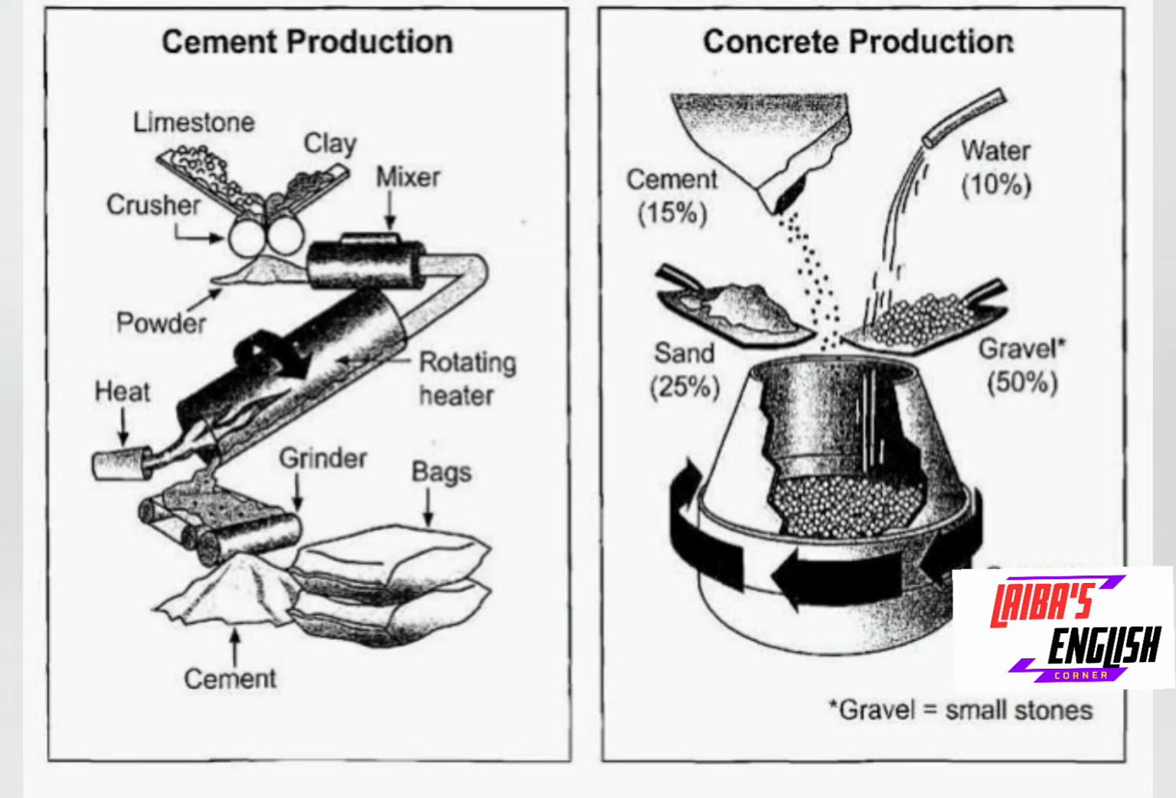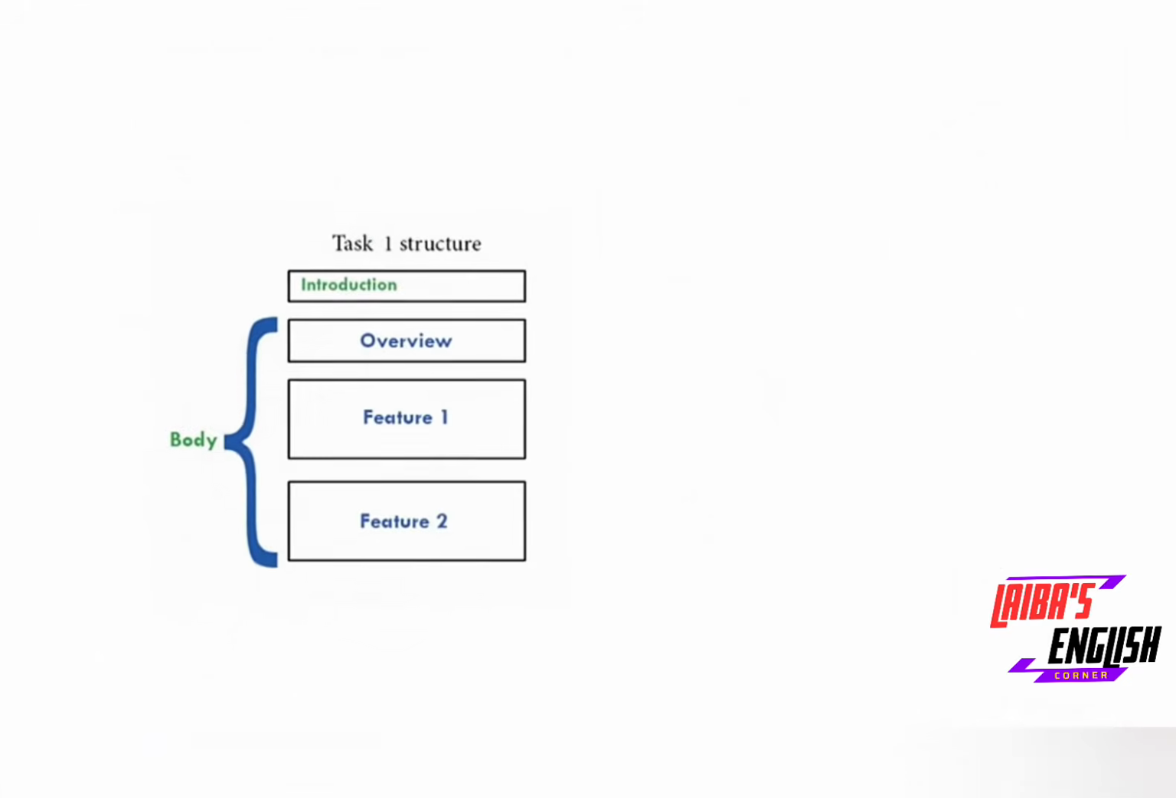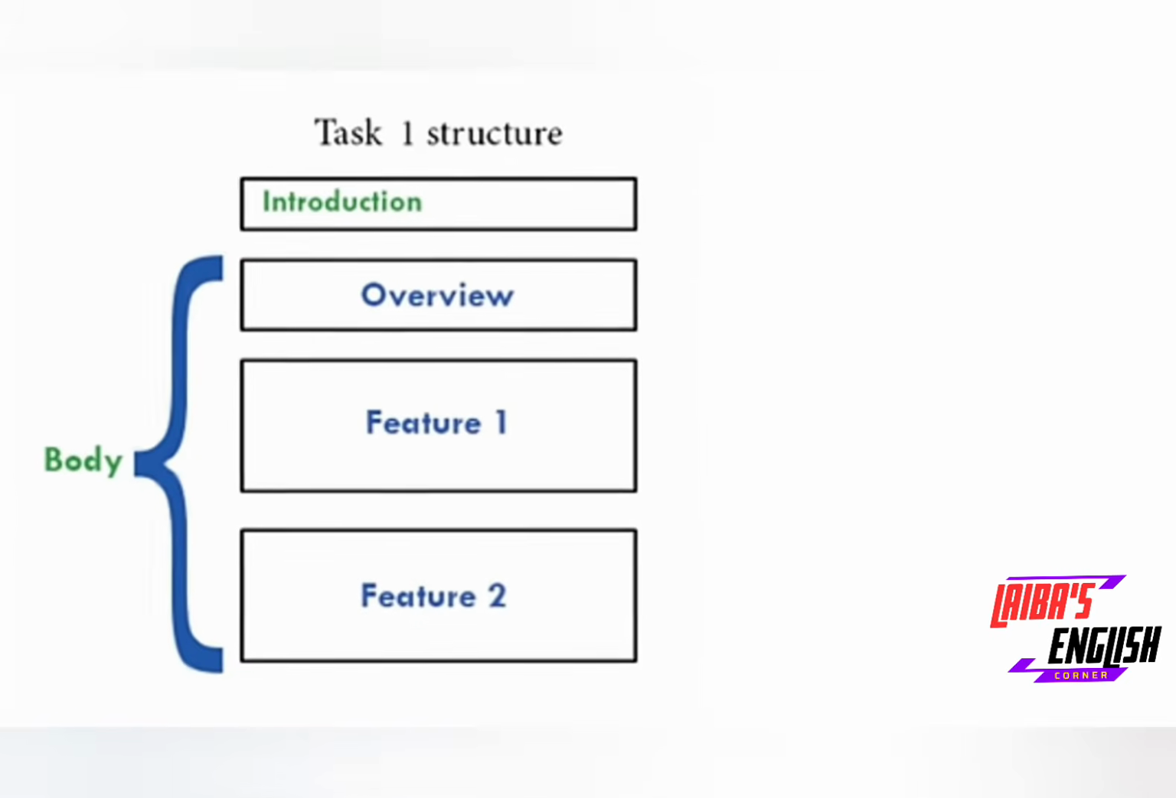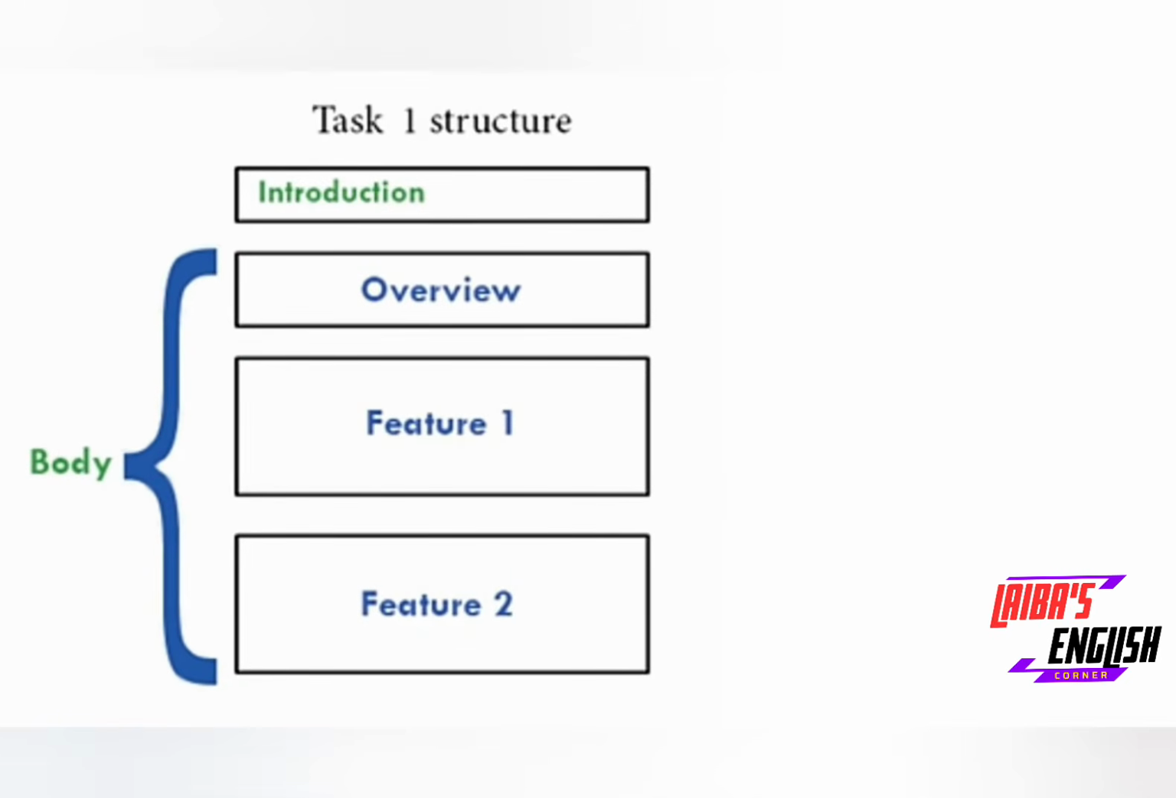And if we talk about concrete, cement is there, water is there, sand is there, and gravel, the small stones. They all are processed together and form a mixture known as concrete. So, in these two pictures, there are the processes of two separate things, and now we are going to describe them in paragraphs. Remember that if you want to take 9 bands in your IELTS writing task 1, you have to follow this structure.